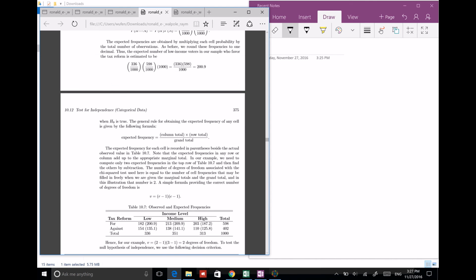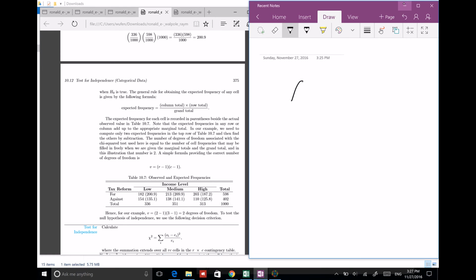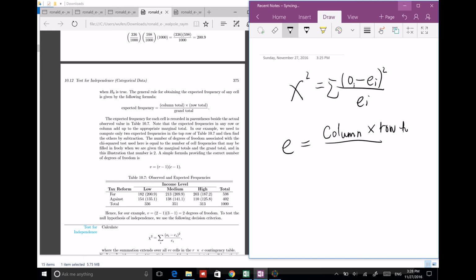So what do we do here? There is a formula. We still have chi-square equals the sum of observed minus expected value, squared, over expected value. The expected frequency is the column total multiplied by the row total, divided by the grand total. This is the formula to find the expected value. The observed values are always given to you.